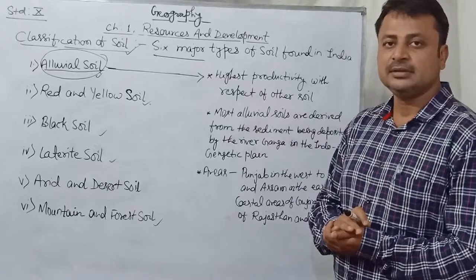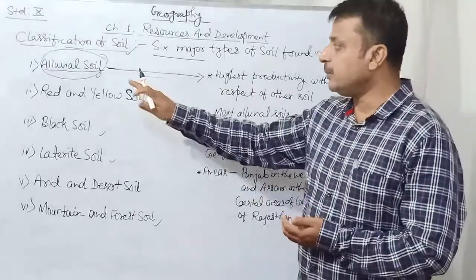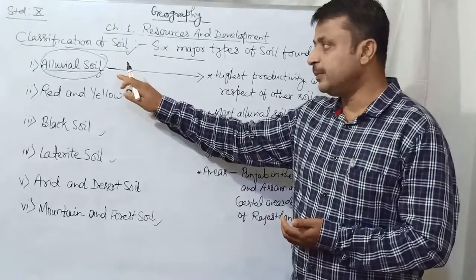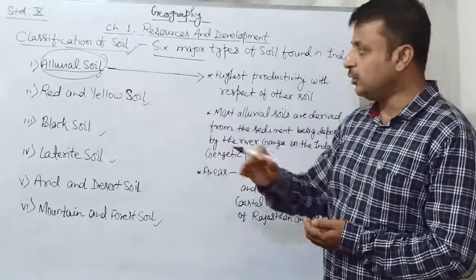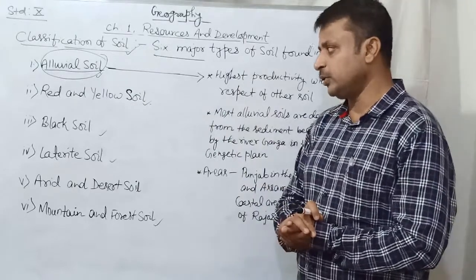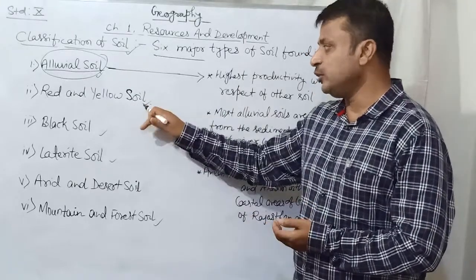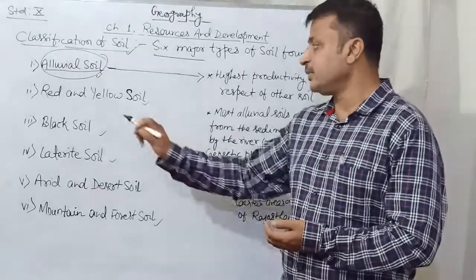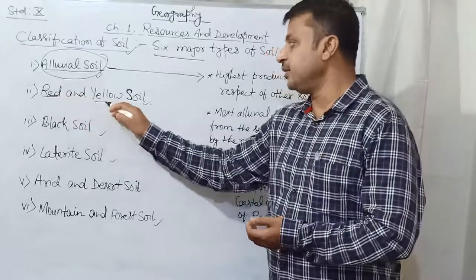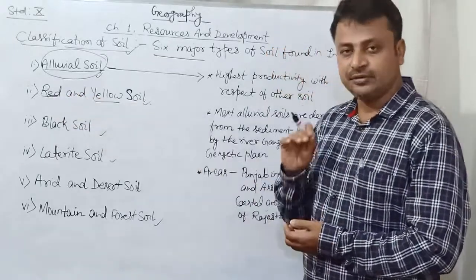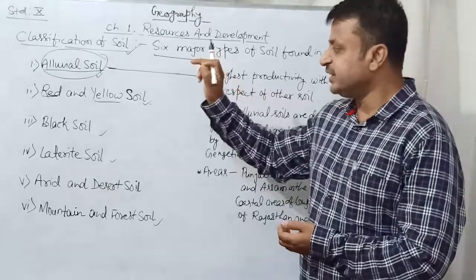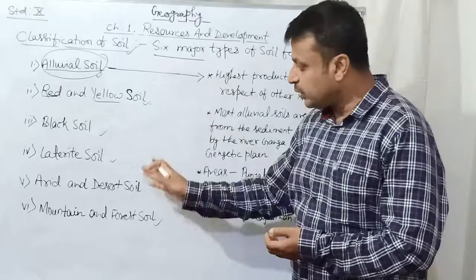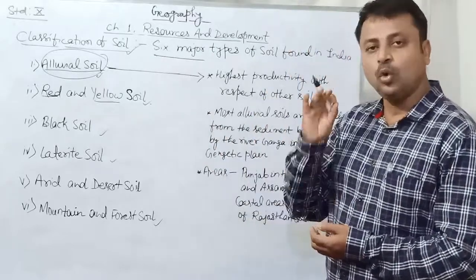I hope that you all are familiar with this word, alluvial soil. In class 7 and 8 you have read about alluvial soil, alluvial plains. We will discuss alluvial soil in detail later on. The second important soil that is found in India is red and yellow soil. You might be surprised why I have written red and yellow over here. Yes, it is true that the soil has such kinds of colors, red and yellow. These soils have their own texture, their own color.